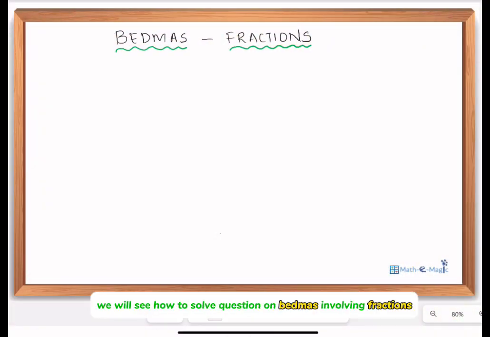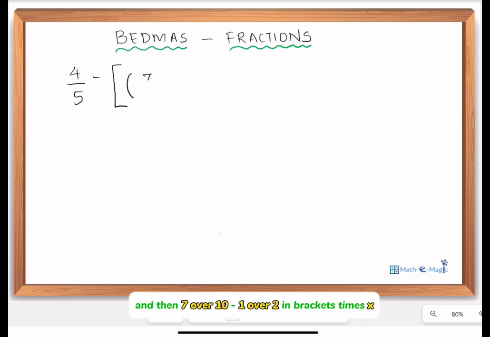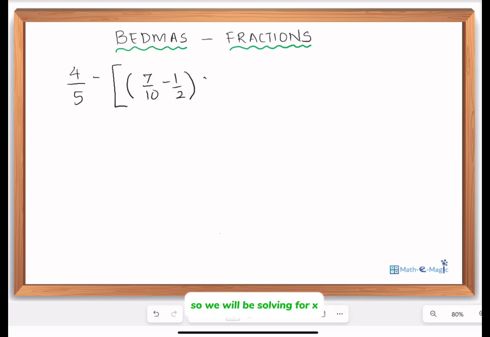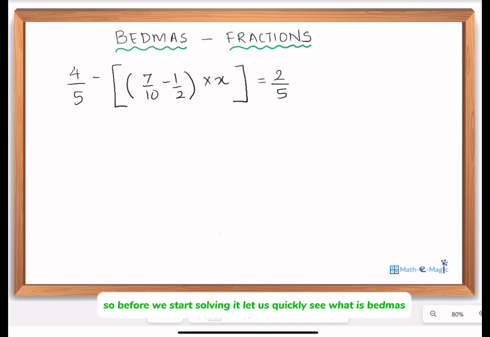So in today's video, we will see how to solve questions on BEDMAS involving fractions. So let us take a problem. 4 over 5 minus, in square brackets, 7 over 10 minus 1 over 2 in brackets, times x. We will be solving for x, that is, find the value of x in this equation. So let us use BEDMAS here.